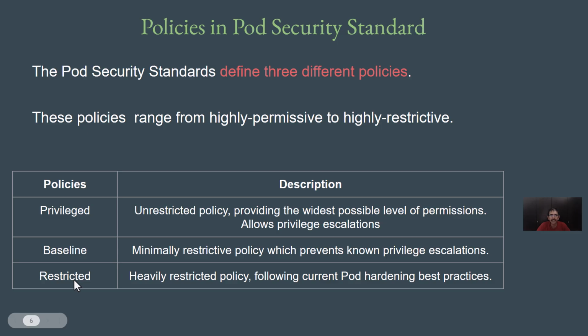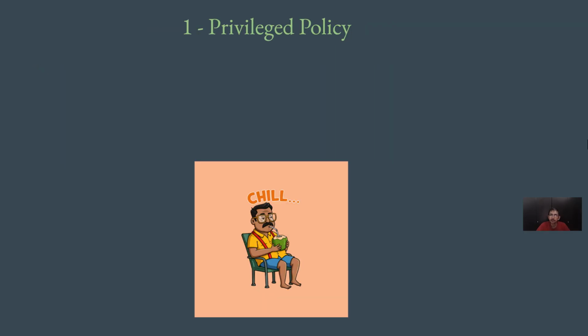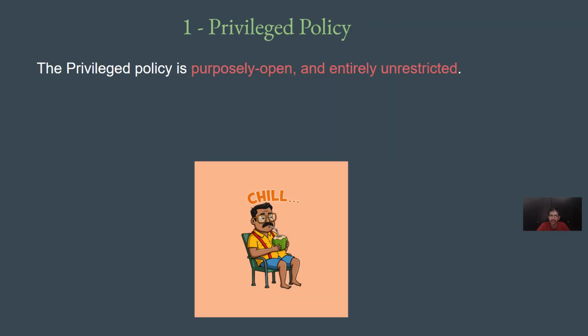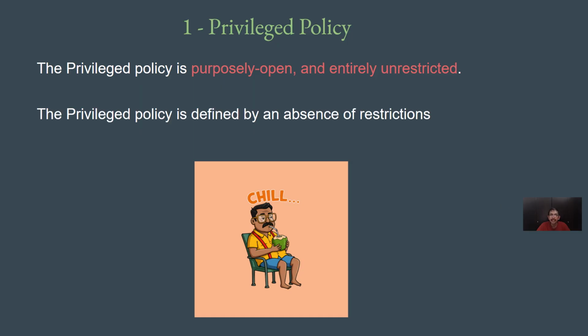First, let's go ahead and explore all of them, post which we'll have a demo that will allow us to understand this in better terms. Now the first policy is the privileged policy. Privileged policy is purposely open and entirely unrestricted. So here there is no restriction that takes place, and it is defined by the absence of restrictions.